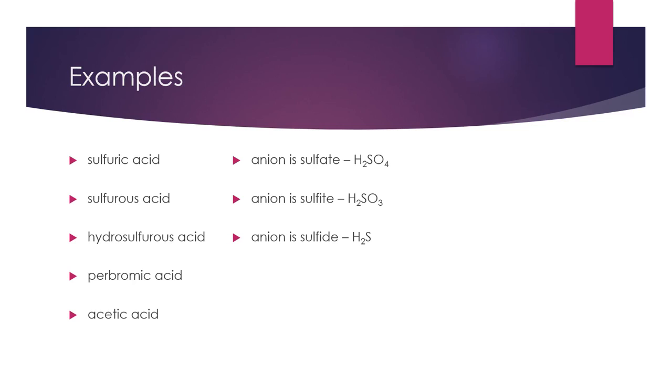In this compound, the anion is sulfide, so that's S2-, so we need 2 hydrogen ions. In this one, the anion is perbromate, so we need 1 hydrogen to go with BrO4-, so the formula is HBrO4.